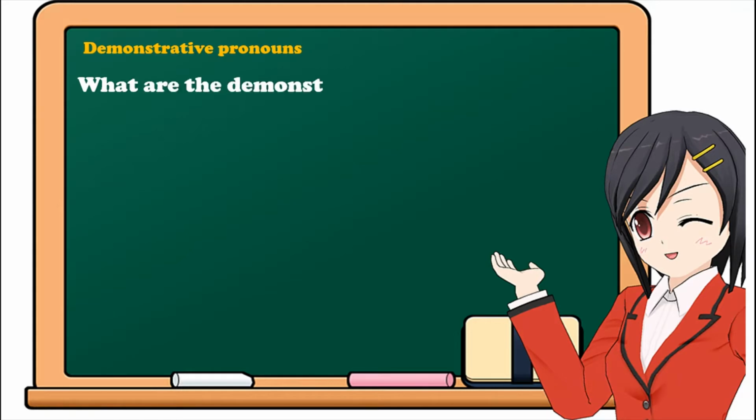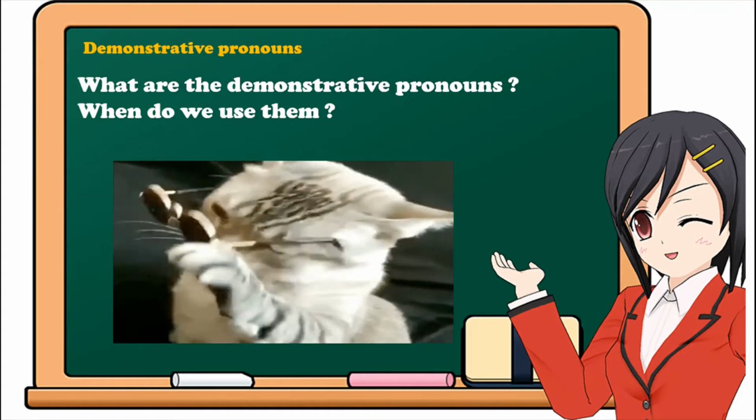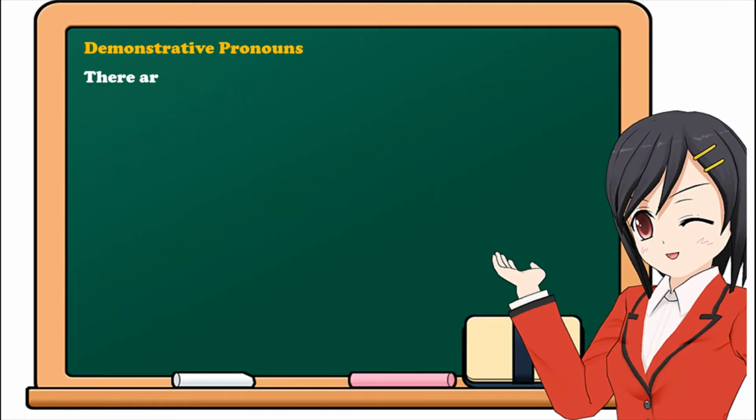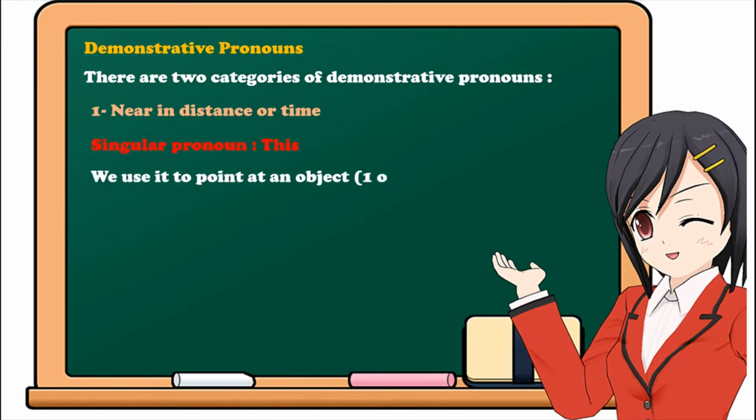What are they, and when do we use them? Are you ready? Let's go. So, in fact, there are two categories of demonstrative pronouns. Number one, near in distance or time. The singular pronoun, this. We use it to point at an object, one object, in a near distance or time.